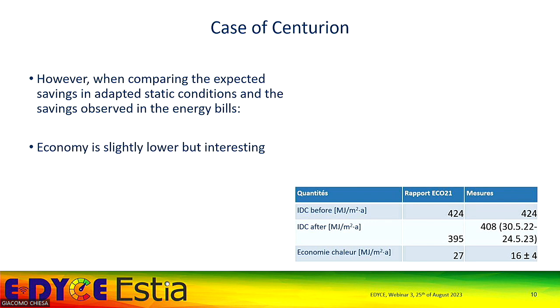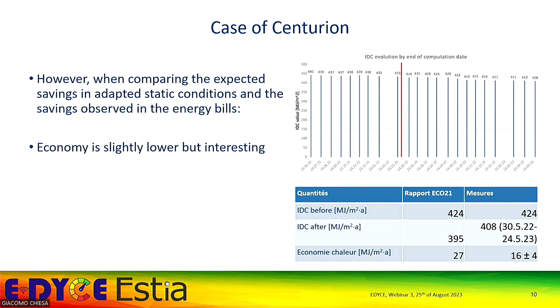Here at the bottom right, you have what was expected from the simulation, so the ECO21 report, and what was measured. So we would expect heat consumption of 395 megajoules per square meter per year. And what we actually measured was 408. So the savings were a little bit lower than expected. When we looked at the different bills and we take it 12 by 12, we see that there's a reduction of the heat consumption. But looking into it, the change is here on the red line.